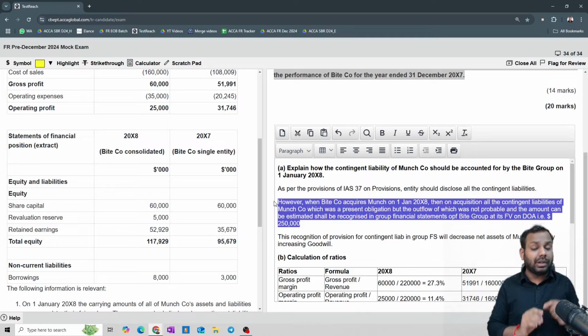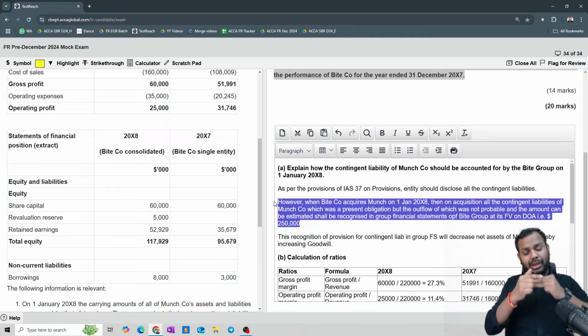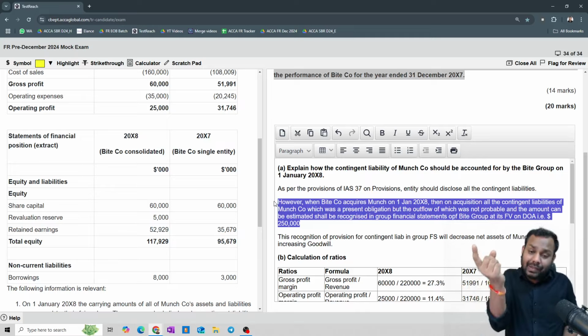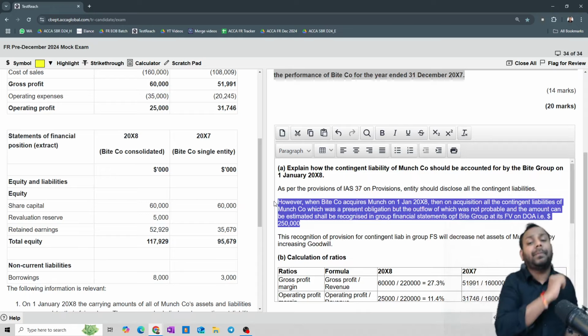Okay. Now, there are three things which have to be satisfied to recognize a provision. There should be a present obligation. The outflow should not be probable. These two mean contingent liability. And the amount has to be estimated. If all the three conditions are satisfied, then the contingent liability disclosed in the notes to accounts of the subsidiary company is recognized as provision by the parent company.